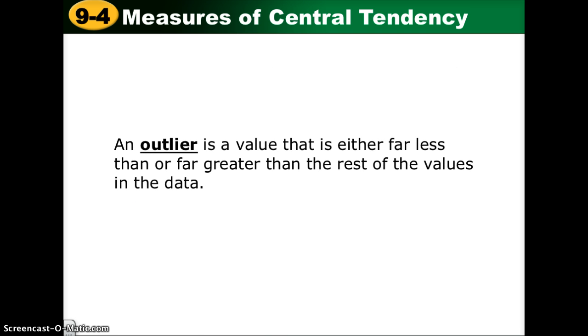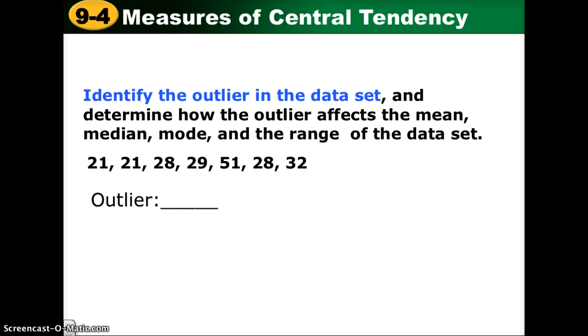An outlier is a value that is either far less than or far greater than the rest of the values in the data. Let's start by identifying the outlier in the data set and determine how the outlier affects the mean, median, mode, and the range of the data set. If you look at all these numbers, there's one that stands out, and that number would be 51. We would call 51 an outlier because the next closest number is 32, and 51 is nowhere near any of these.